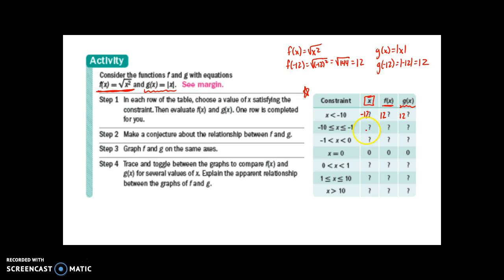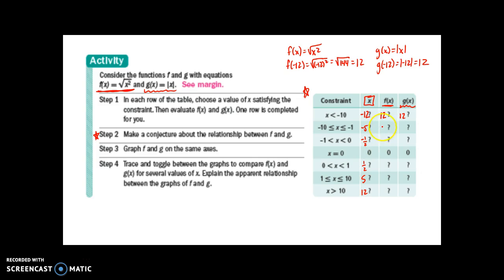When I did between negative 1 and negative 10, I used the number negative 5. You can use whatever you want. For 0 to negative 1, I did negative 1/2. You can see zeros are already done for you. Then I picked positive 1/2, positive 5, and positive 12. So pause it again, go through and fill out f of x and g of x, and then I want you to make a conjecture about the relationship between f and g.